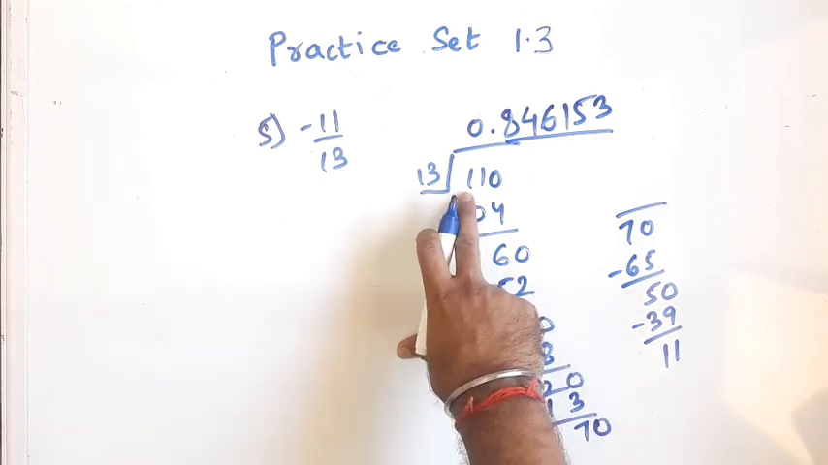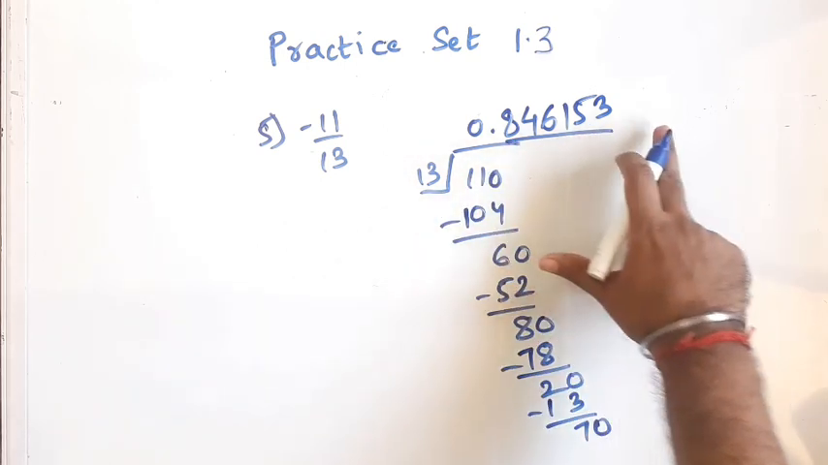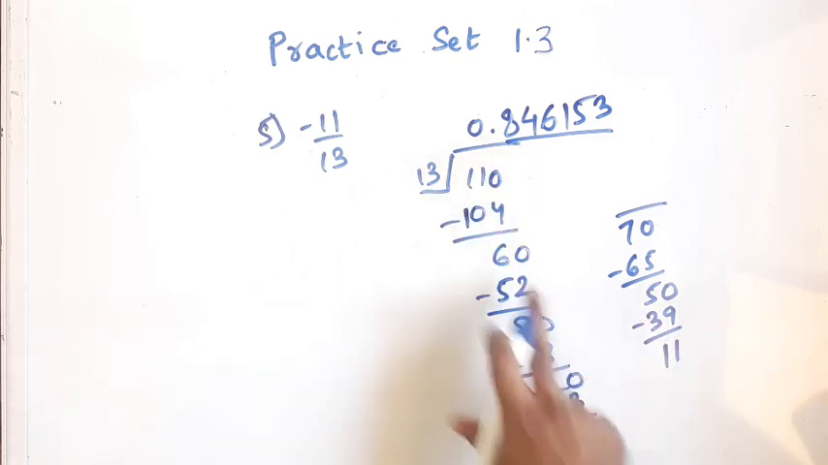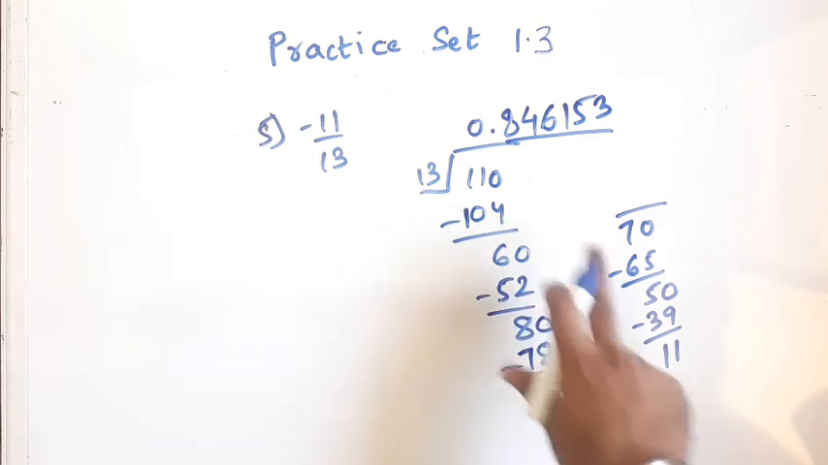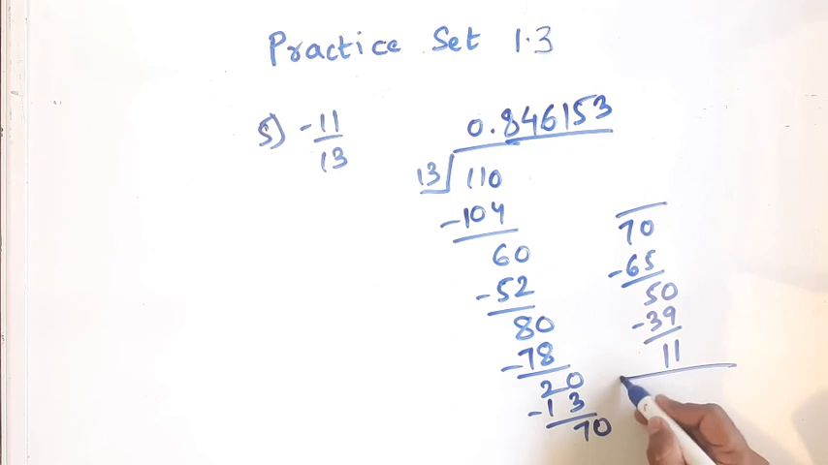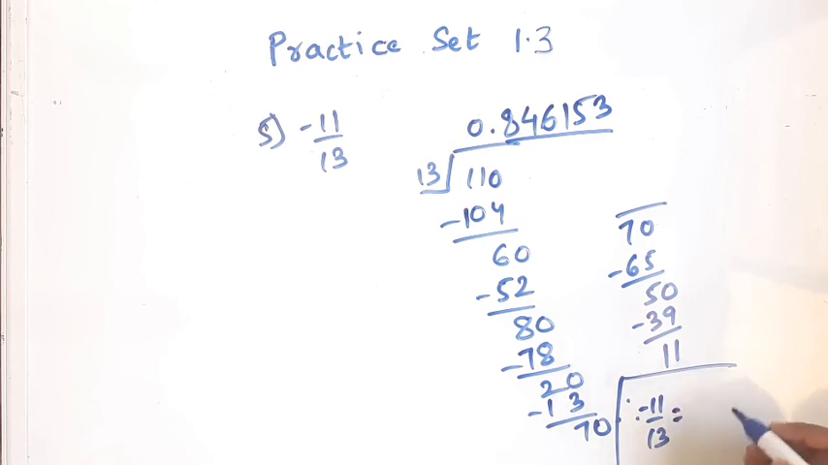Again we are here. So this whole process will get repeated. Again I'll put a 0, then I'll take 13 8s, 104. So again it will be the same, so no need to write that. This all becomes recurring. So how will you write this? Therefore minus 11 by 13 equals minus 0.846153. The whole numbers are repeating. So this is your answer.